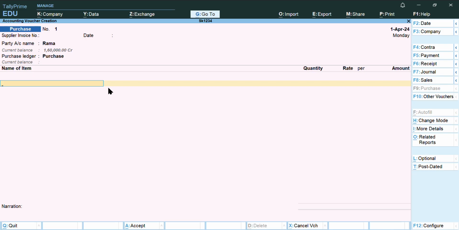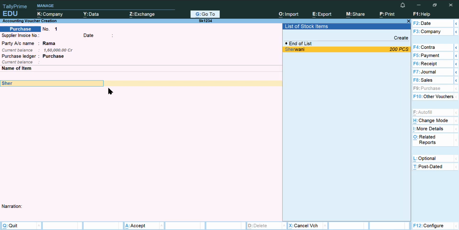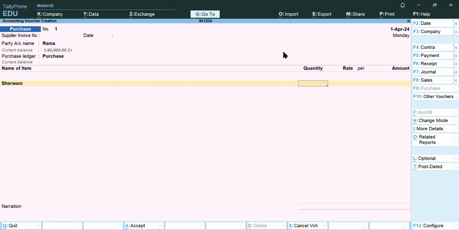Now purchase ledger. So what are the items you purchased? Sherwani. So when you write here Sherwani, the option comes here. And it also shows the quantity. So you have purchased another 100 Sherwanis at the price of 500, so 50,000. Now if your question is giving say 100 Sherwanis purchased for say 48,000, rate is not given, then we will enter the amount under the amount column. Automatically the rate will come, right?